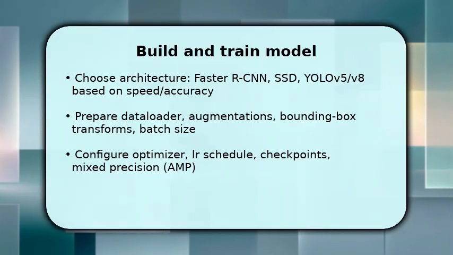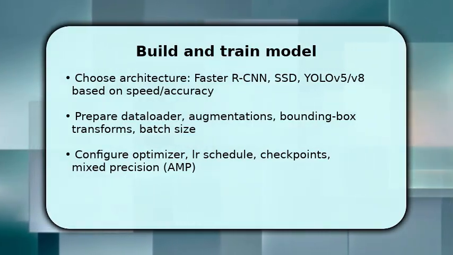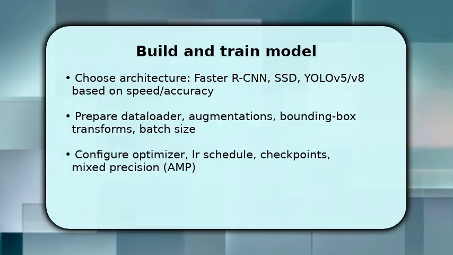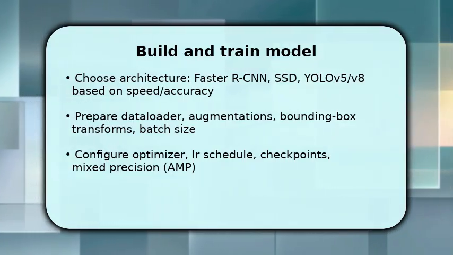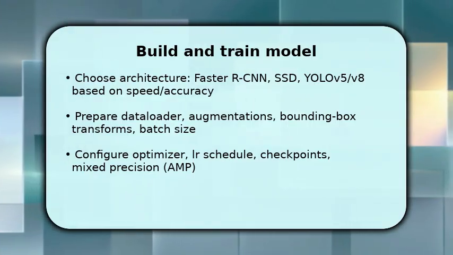You now design the model pipeline. Pick an architecture that balances speed and accuracy for your use case. YOLO for real-time, Faster R-CNN for precision. Implement a data loader that yields images and normalized boxes, add augmentations like flip and color jitter to improve generalization, and set batch size based on GPU memory.